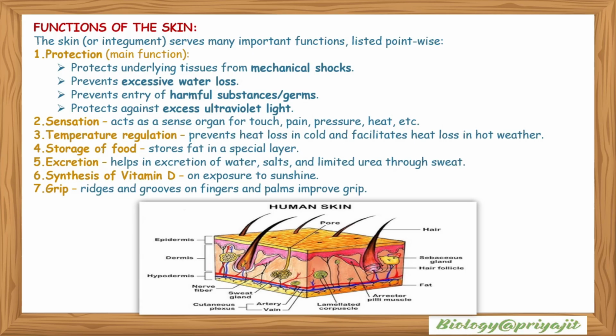Sensation, it acts as a sense organ for touch, pain, pressure, heat, etc. Temperature regulation, it prevents heat loss in cold and facilitates heat loss in hot weather. Storage of food, it stores fat in a special layer. Excretion, skin helps in excretion of water, salts and limited urea through sweat. Synthesis of vitamin D, on exposure to sunlight, skin synthesizes vitamin D. Grip, the ridges and grooves on fingers and palms improve the gripping with the help of the skin.